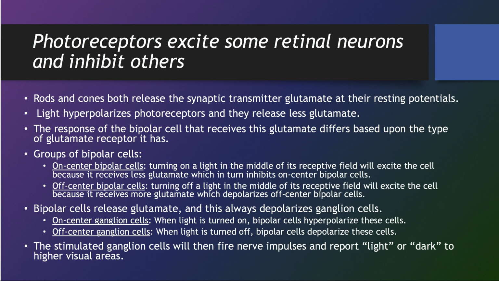Bipolar cells release glutamate, and this always depolarizes ganglion cells. For on-center ganglion cells, when light is turned on, the bipolar cells hyperpolarize these cells. For off-center ganglion cells, when the light is turned off, the bipolar cells depolarize these cells. The stimulated ganglion cells will then fire nerve impulses and report light or dark to higher visual cortex areas.